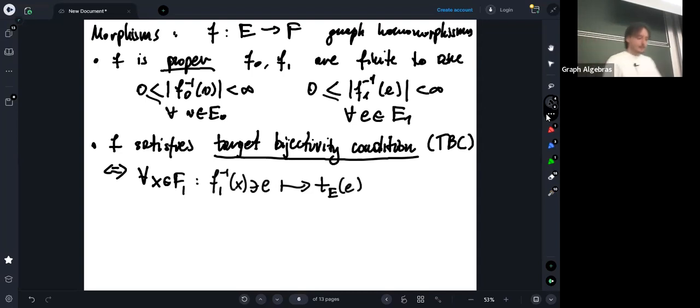Okay. So let me finish this. Are there any other questions? And now, because we're dealing with graph homomorphisms, we land in the image of target here, and we want this to be bijective for any X.